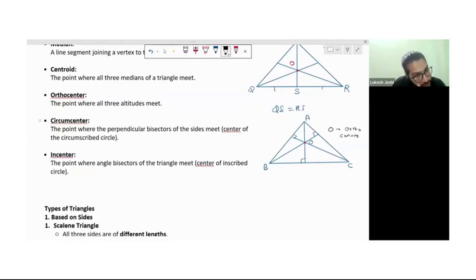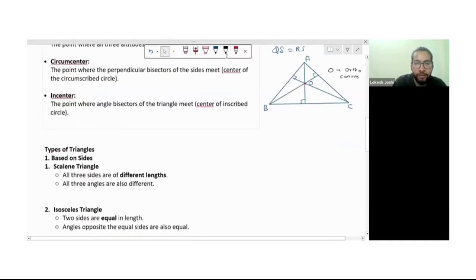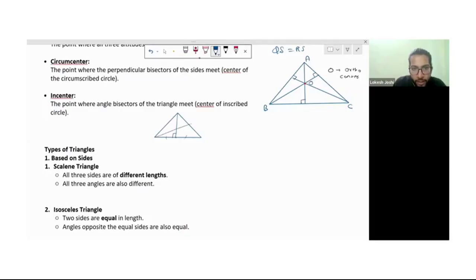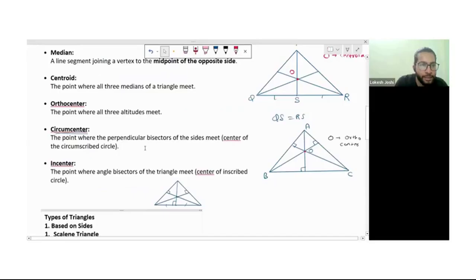Now the next one, circumcenter: the point where the perpendicular bisectors of the sides meet. In this we have one more condition, the perpendicular bisector. Suppose this one is the triangle and we have drawn, suppose this is perpendicular and all the sides are equal. So in that case we can say this point is the circumcenter, which is this one. Generally we don't use such words in our chapter, but these are very necessary if we do some proofs as well.